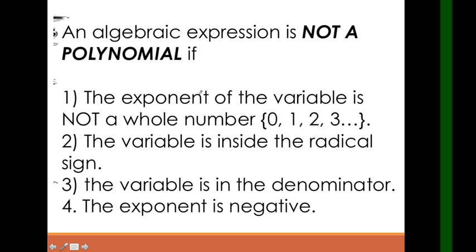Number 1, the exponent of the variable is not a whole number. Ang whole number, lagi siyang nag-start ng 0, 0, 1, 2, 3, 4, 5, and so on. So, kapag yung exponent ay hindi whole number, like let's say square root of 1, square root of 2 ang kanyang exponent, hindi siya polynomial. For number 2, the variable is inside the radical sign. So, let's say 2 square root of x. So, this one is not a polynomial kasi yung variable natin ay nasa loob ng square root sign.